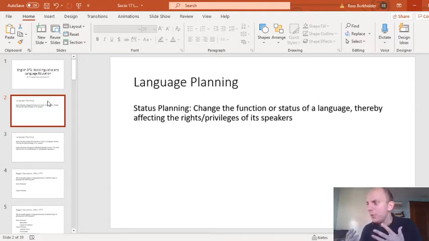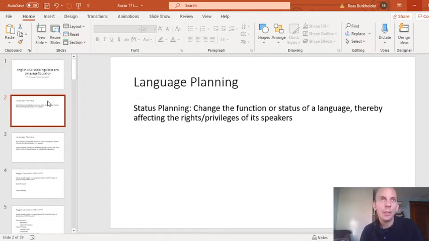So you don't actually change any of the linguistic material itself, the words, the structures, the sounds, etc. They don't change. What you do change is where the language is used and how it's perceived. Those are two big components.